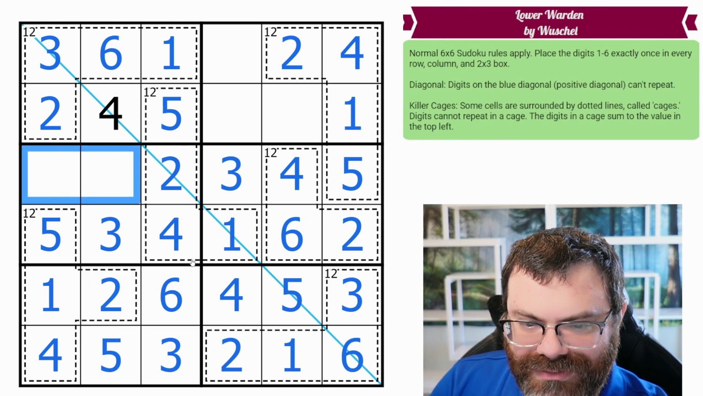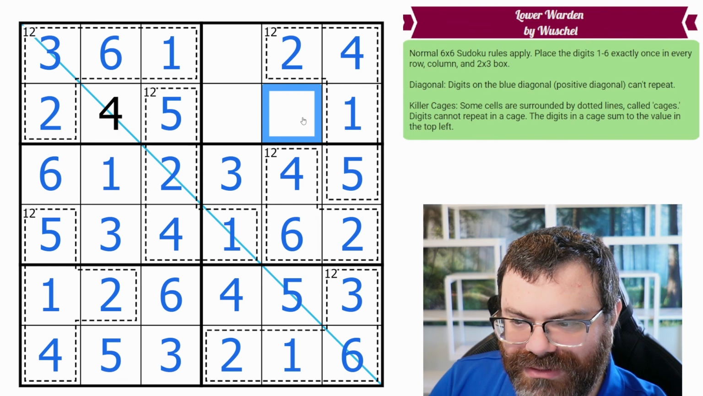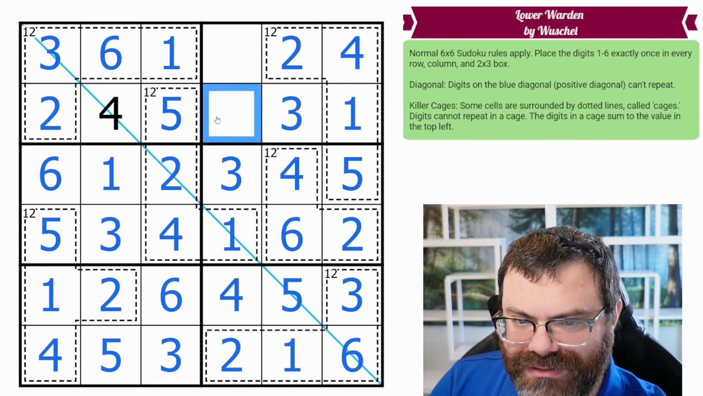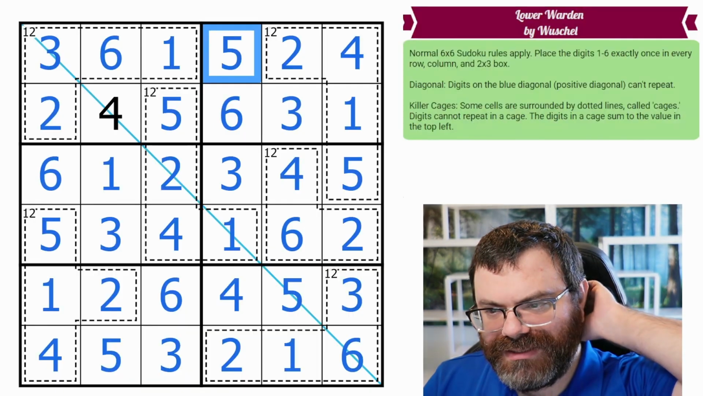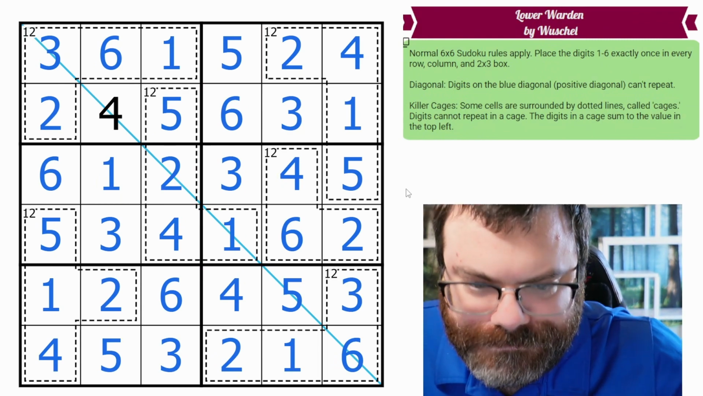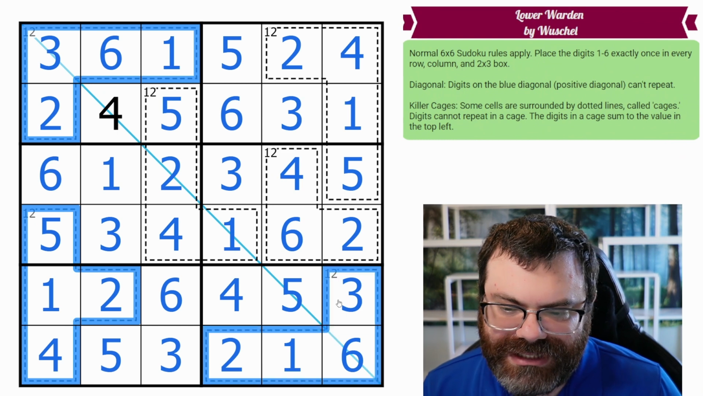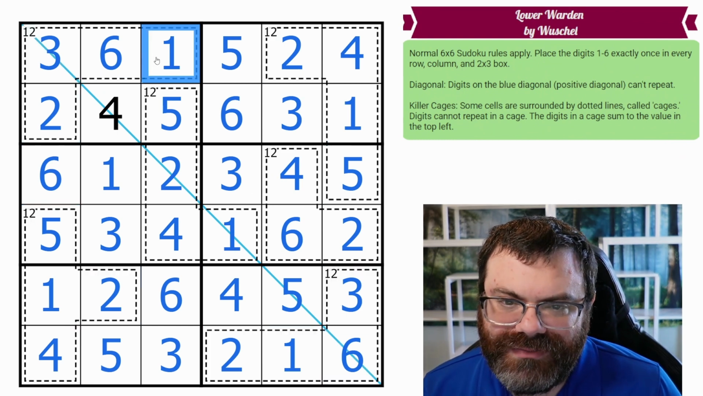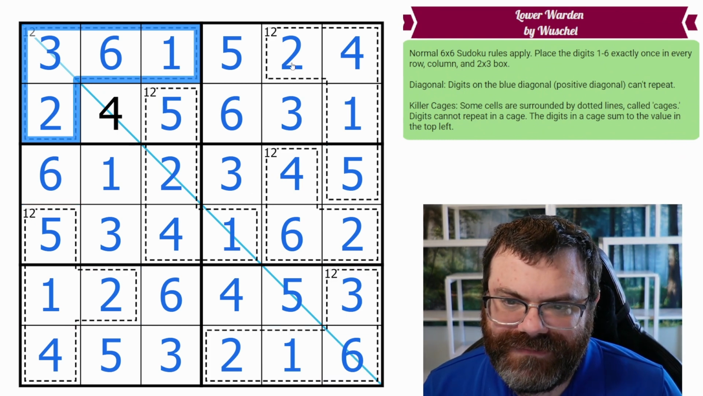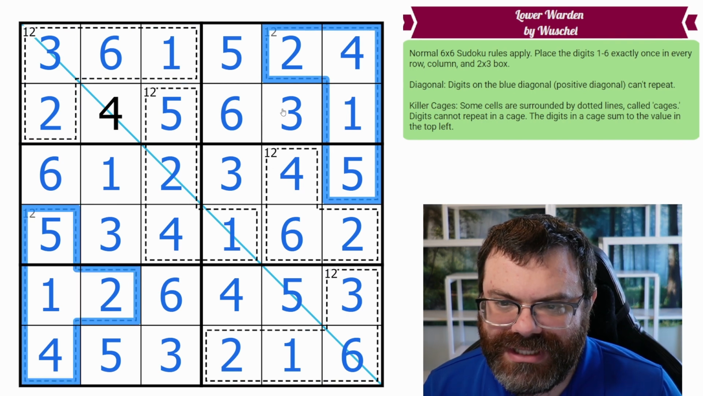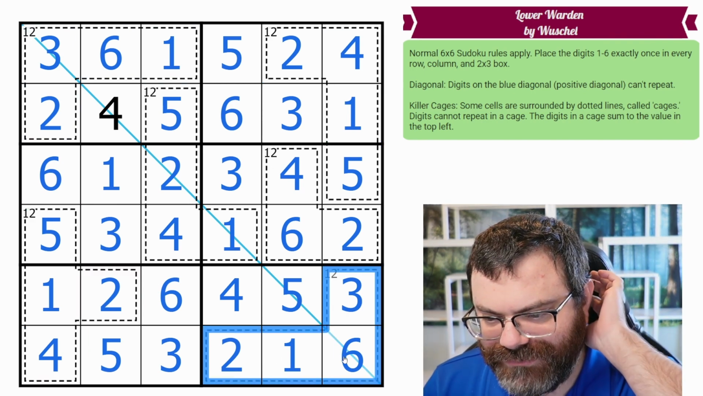Okay, and then here we need a 1 and we need a 6. And then here we need 3, 5, and 6. The 3 goes here. This is the 6, this is the 5. Nice. Cool puzzle, Wuschel. Yeah, I like how the 12 cages interacted. That was a neat idea. How we had to have these be one flavor and then these were the other two. These two were the same flavor and then this was the other flavor again.